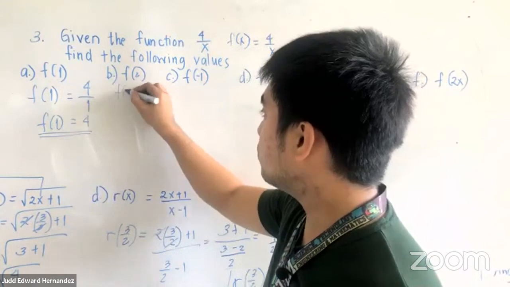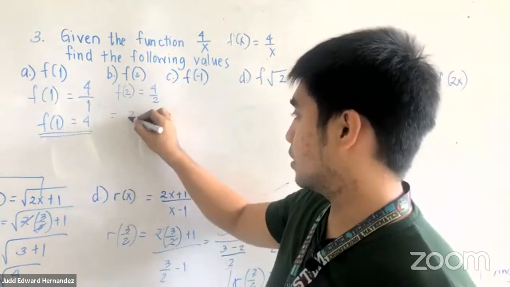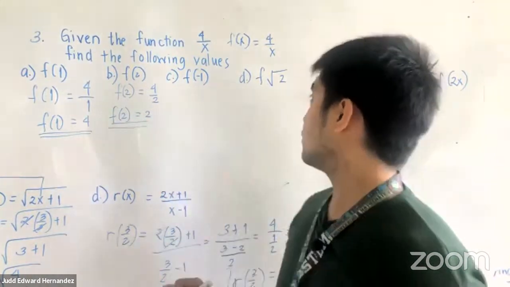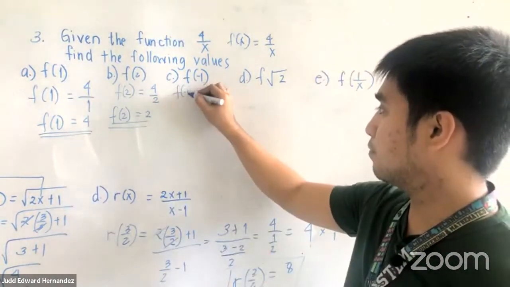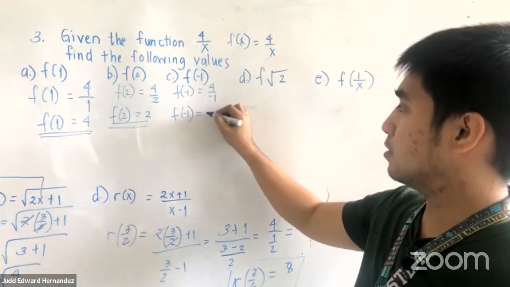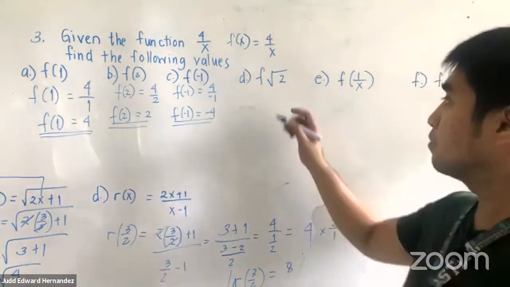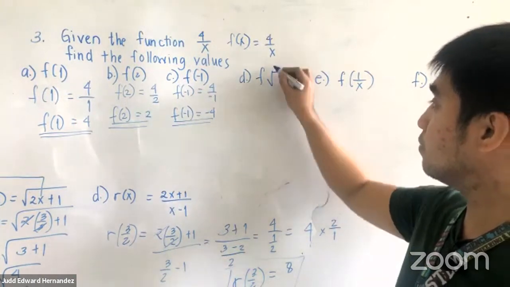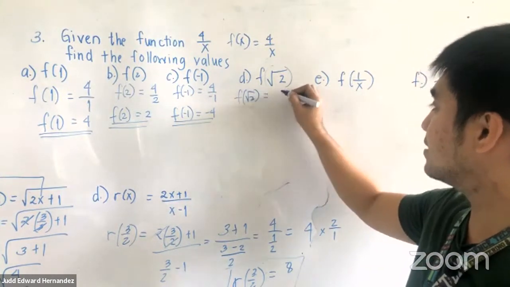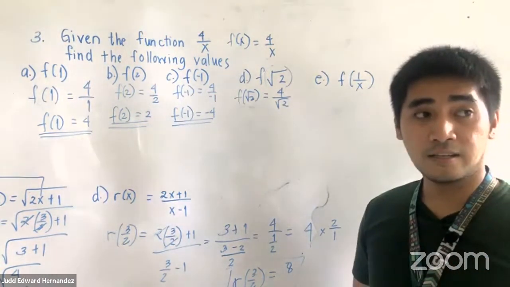Okay? For f of 2, we'll be having 4 over 2, and that is just 2. So f of 2 now is equal to 2. For f of negative 1, f of negative 1 is just equal to 4 over negative 1. Therefore, f of negative 1 is equal to negative 4. How about if we're given f of square root of 2? This becomes f of square root of 2 is equal to 4 over square root of 2. And in this case, it is not yet rationalized.